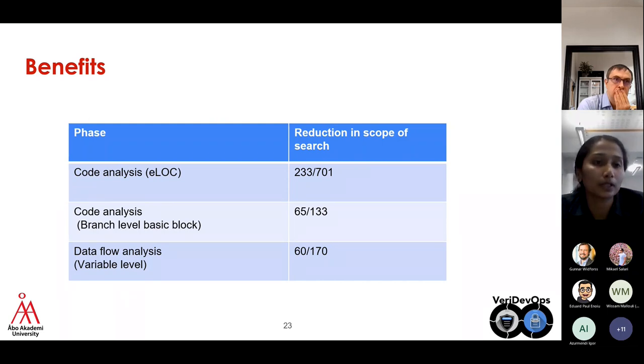And we also plan to conduct a controlled experiment among researchers and users of the tool to measure the benefits of using this approach.